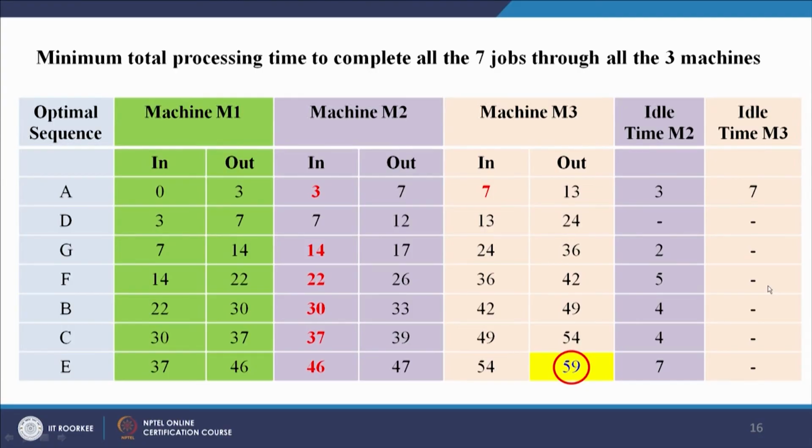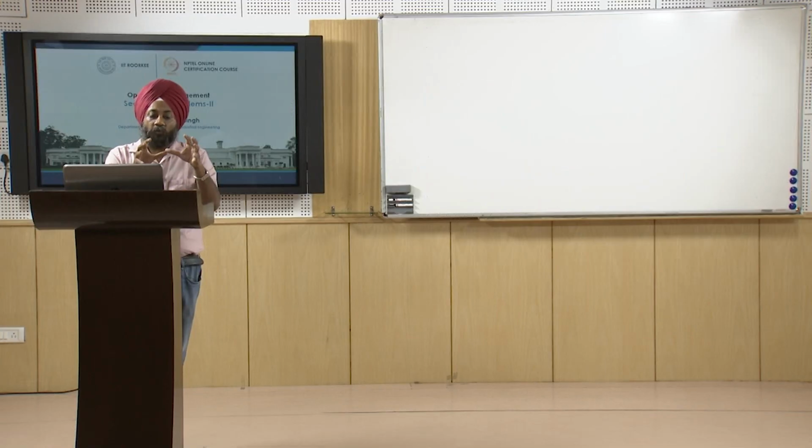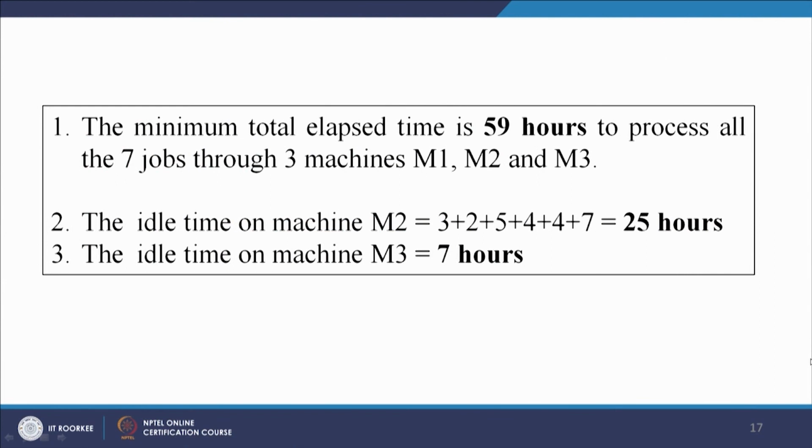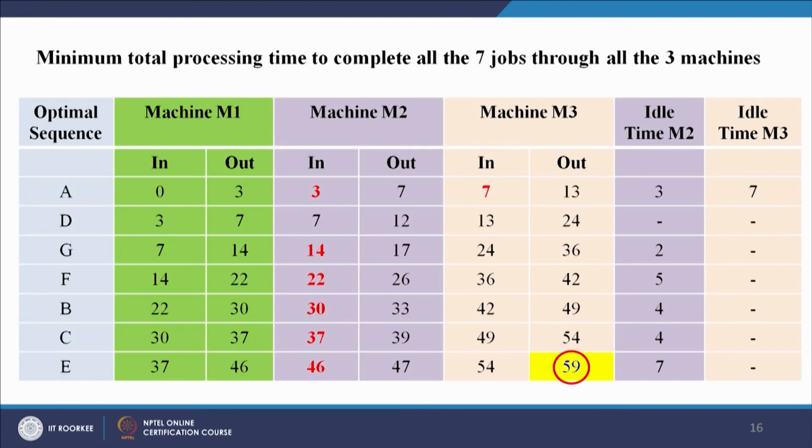So this way we can do that. What is the earliest time the job will go to a particular machine, and from this data we can very easily calculate the idle time as well as the total elapsed time for completing processing of these 7 jobs in the optimal sequence on these 3 machines M1, M2 and M3. So the minimum total elapsed time is 59 hours to process all the 7 jobs through 3 machines M1, M2 and M3. The idle time on machine M2 we can calculate as we have calculated here, step by step.